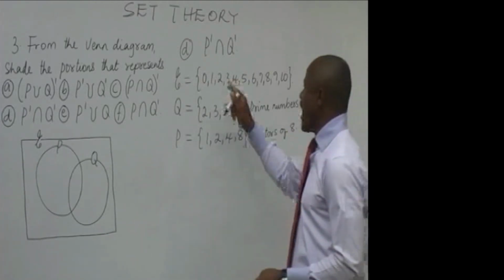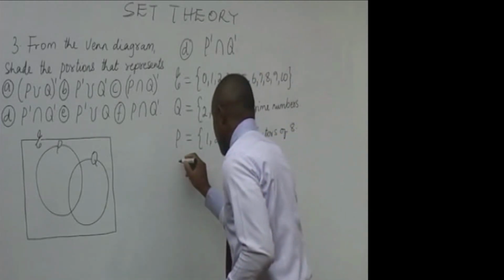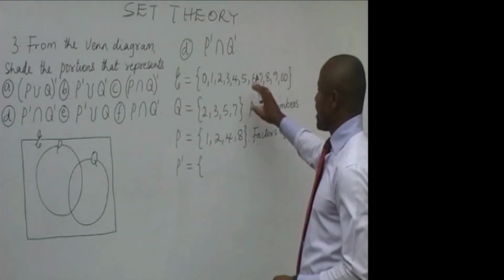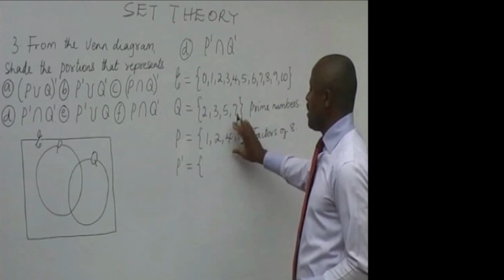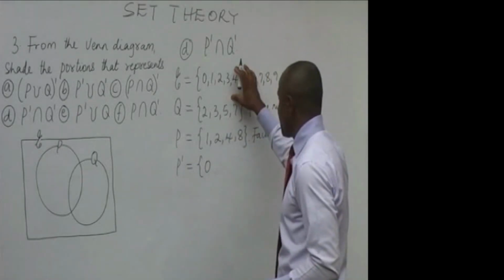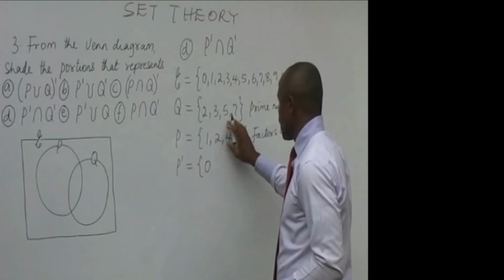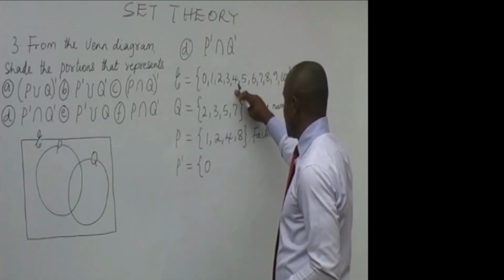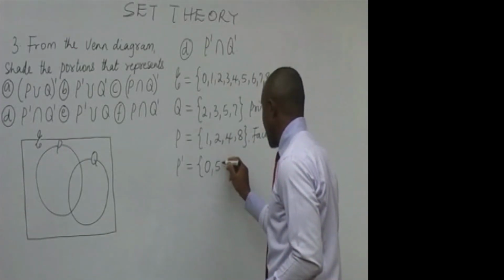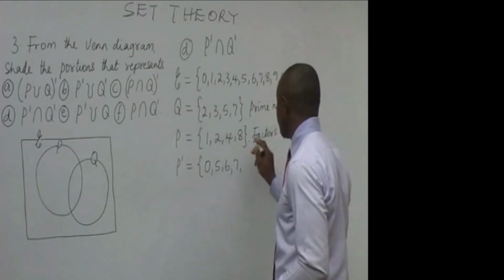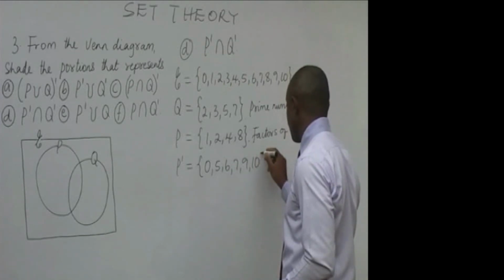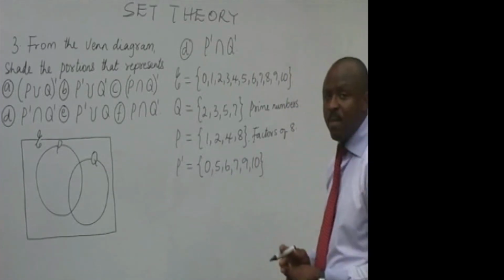Now, let's find P prime. P prime are going to be members of the universal set that are not found in P. So let's check. 0 is one of it. That's 0 in the universal, no 0 in P. 1, 2, 3, 4. There is 5, 6, 7 here. There is no 5, 6, 7 here. So we have 5, 6, 7. There is 8 here. So we have 9, 10. 9 and 10. So this is P prime.